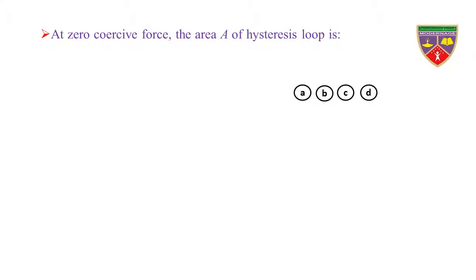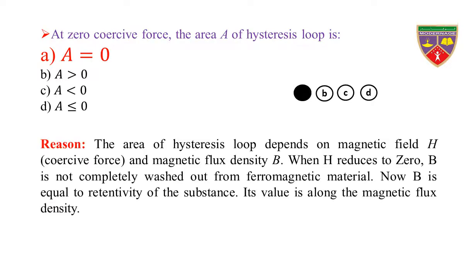At zero coercive force, the area A of hysteresis loop is option A, A is equal to 0, option B, A greater than 0, option C, A less than 0, option D, A less than or equal to 0. The key is A is equal to 0. Therefore, the correct option is A.